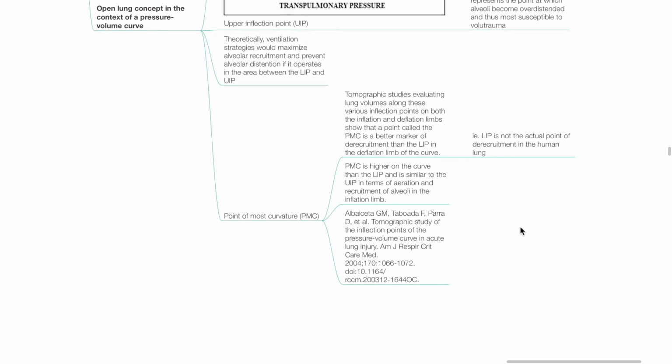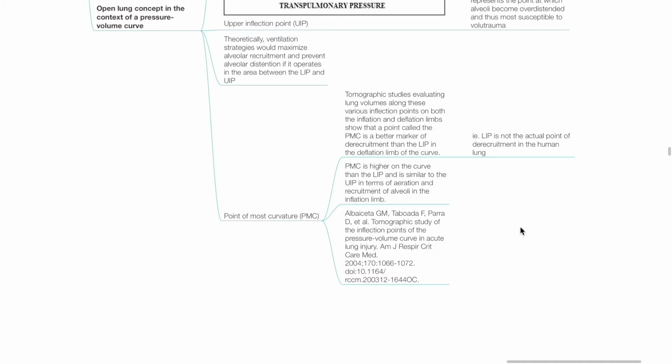However, tomographic studies evaluating lung volumes along these various inflection points on both inflation and deflation limbs show that a point called the point of most curvature is a better marker of de-recruitment than the LIP in the deflation limb of the curve, i.e.